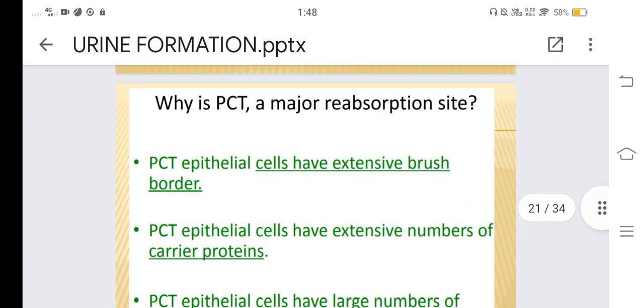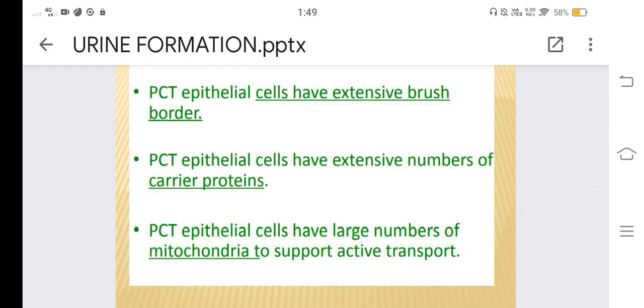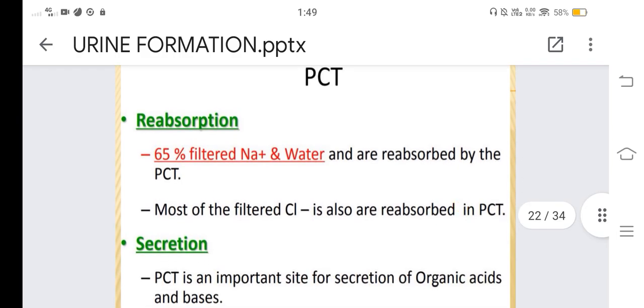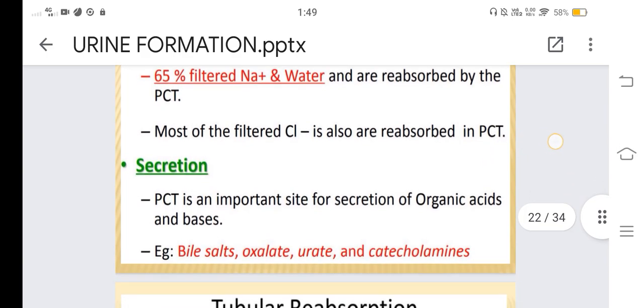Why is PCT a major reabsorption site? PCT epithelial cells have an extensive brush border. PCT epithelial cells have an extensive number of carrier proteins. PCT epithelial cells have a large number of mitochondria to support active transport. Then PCT reabsorption: about 65% of filtered Na+ and water are reabsorbed by the PCT. Then most of the filtered Cl- is also reabsorbed in PCT.